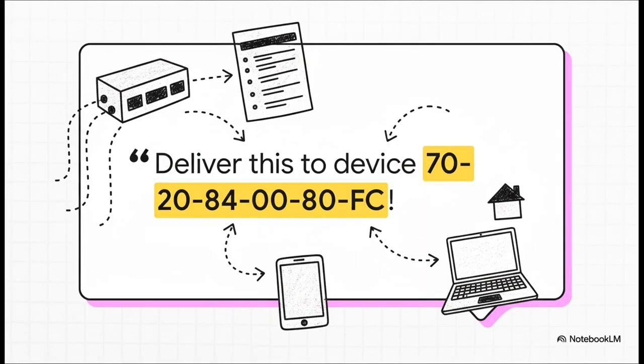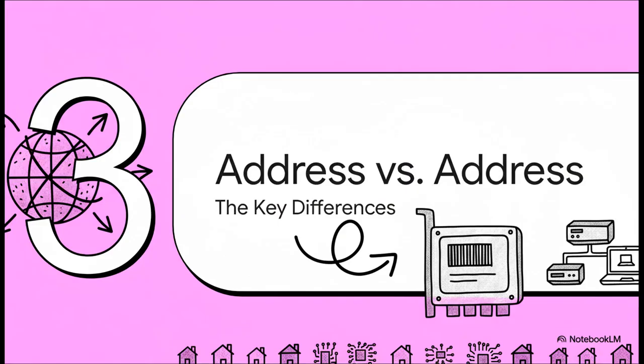See, the switch keeps a little list of all the devices connected to it and their unique MAC address names. So it just looks at the packet, finds the destination MAC address, checks its list and says, oh yeah, I know that guy. That's the laptop over there. And boom, it sends the packet directly to it and nowhere else. So there you have it. Two totally different addresses working together as a perfect team.